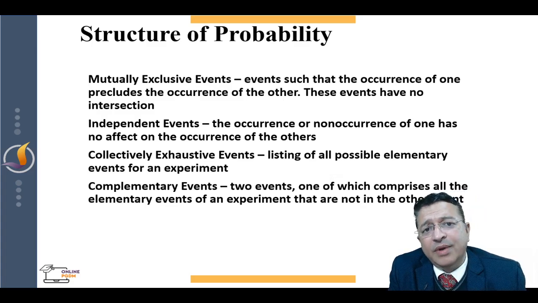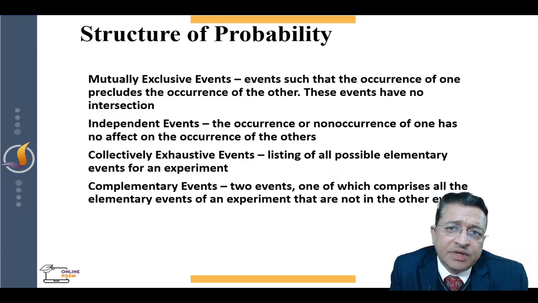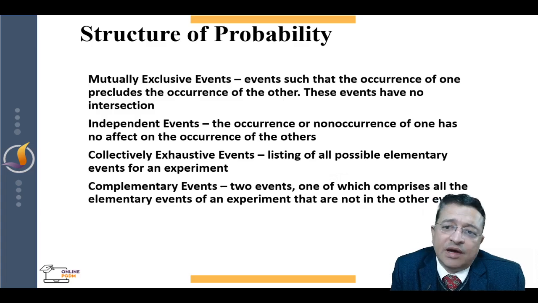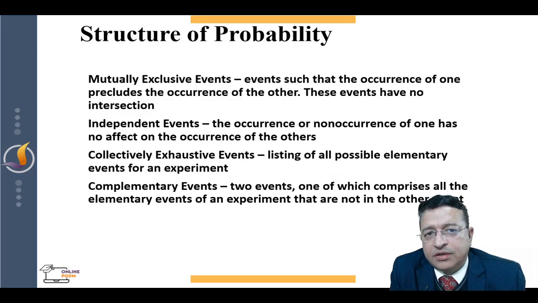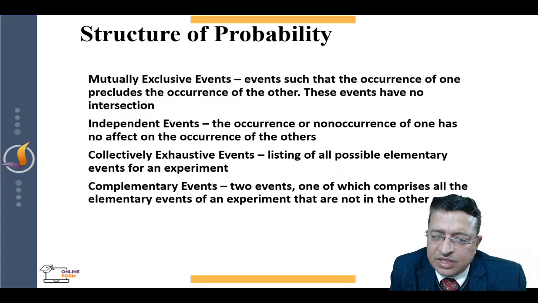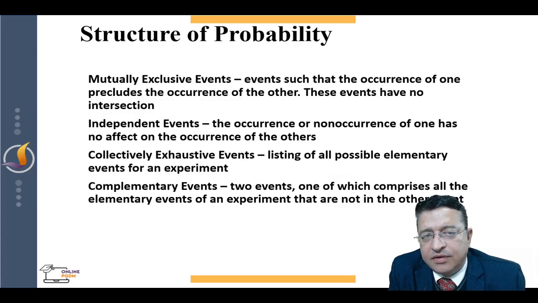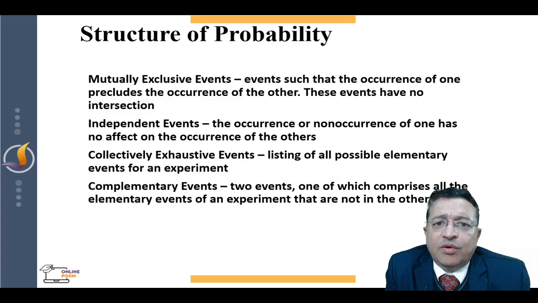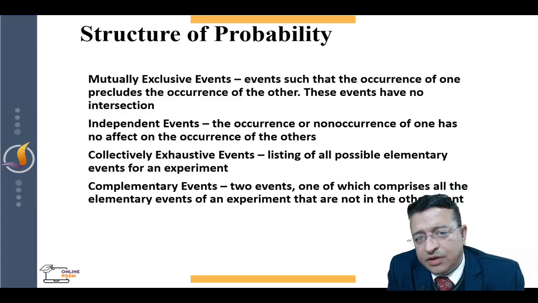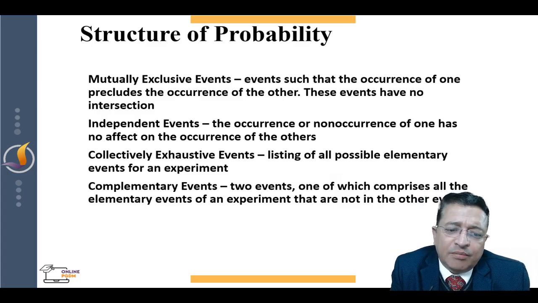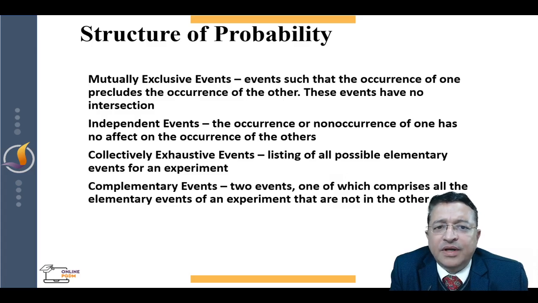When we talk about independent or dependent, naturally we must be talking about at least two events. If one event happens, is it going to influence the happening of the second event or not? It depends upon that. Then we have collectively exhaustive events: a listing of all possible elementary events for an experiment. And then the complementary event. For example, when we toss a die and you are asking for an even number, all the odd numbers would be the complementary event.